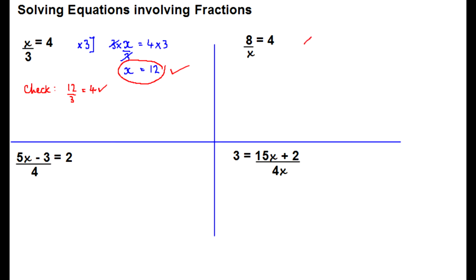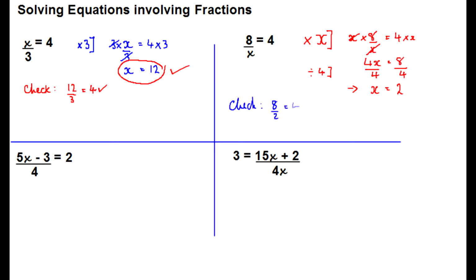Brilliant. We multiply by the denominator, so we multiply both sides by x. So x times 8 over x, the x is cancelled, just leave it with 8. And 4 times x on the right hand side is 4x. So 4x is equal to 8, and then to get rid of the 4 times, we divide both sides by 4. 4 cancels with the 4 on the left hand side, 4 times x cancels with divide by 4, and we're left with 8 divided by 4 is 2, x is 2. Check by substituting. 8 divided by 2 is 4, of course it is. So that agrees, that concurs, so x is 2 is the right answer.